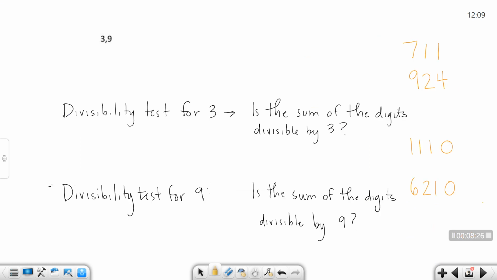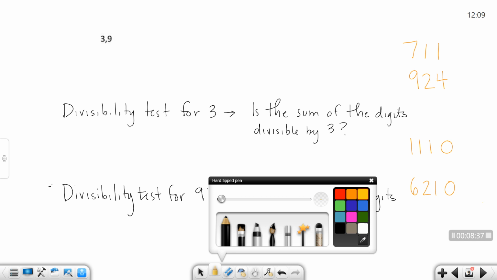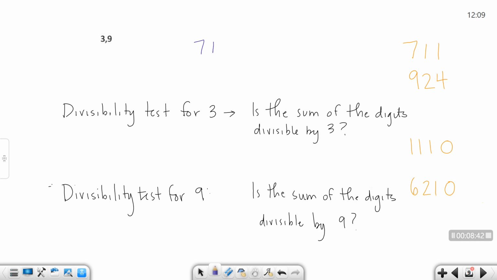Okay, the last group is 3 and 9. And so what you're going to do with those, it's really easy, more easy than the last one for sure. You are going to sum the digits. Okay, here's what I mean by sum the digits. Look at your first one. Your first one is 711. If you took the digits and you said 7 plus 1 plus 1, you're going to get 9. Is 9, that's the sum, divisible by 3? Yes. So that means that this one is divisible by 3.